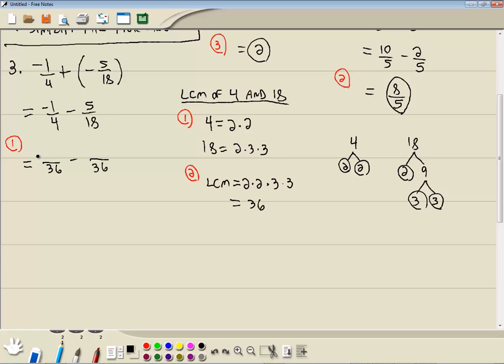Okay, now this one's got a negative up here. Let's look at our old denominator, the 4. You ask, what did I multiply by the 4 to get 36? We multiplied it by 9. So whatever you multiply by the bottom, you have to multiply by the top. So this will be 1 times 9. Now our second fraction here, you ask yourself, what did you multiply times 18 to get 36? And that'd be 2. So whatever you multiply by the bottom, you have to multiply by the top. So this would be 5 times 2. So that gives us negative 9 over 36 minus 5 times 2 is 10 over 36.